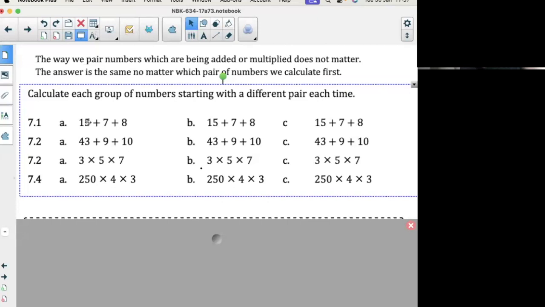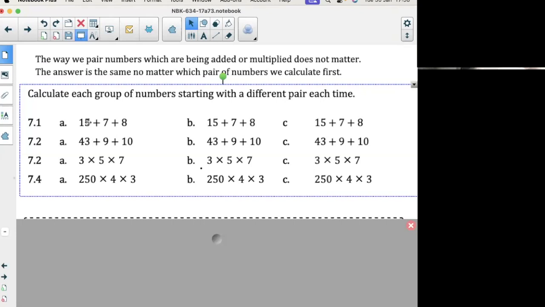But if I do it a different way around, if I say 7 plus 8, that gives me 15, and 15 plus 15 gives me 30. And again, if I do it a whole other way around, if I say 15 plus 8 gives me 23, and 23 plus 7 gives me 30. So when you've got 3 numbers, you can only work with 2 at a time when you're adding or subtracting.